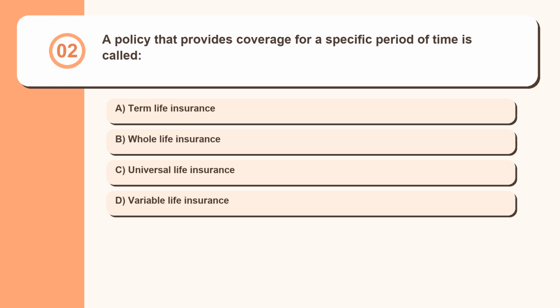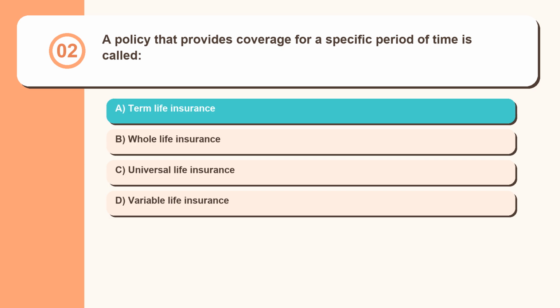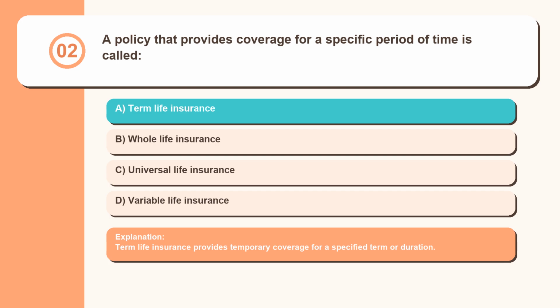Question 2. A policy that provides coverage for a specific period of time is called term life insurance, whole life insurance, universal life insurance, variable life insurance. Term life insurance provides temporary coverage for a specified term or duration.